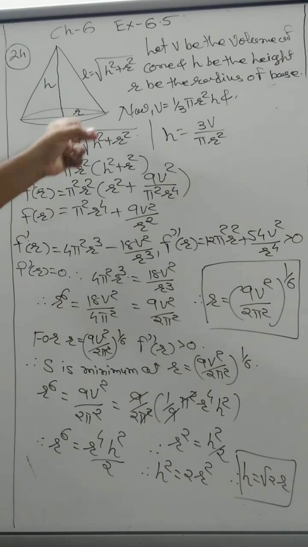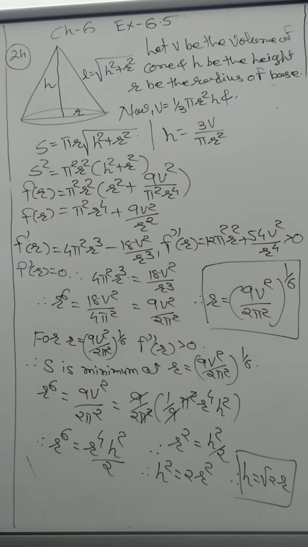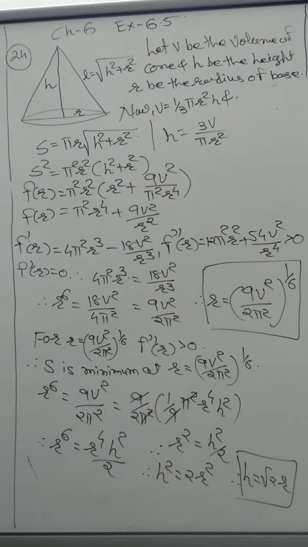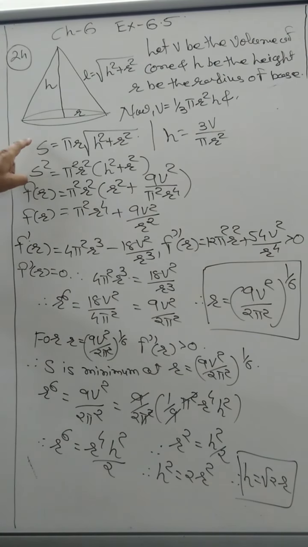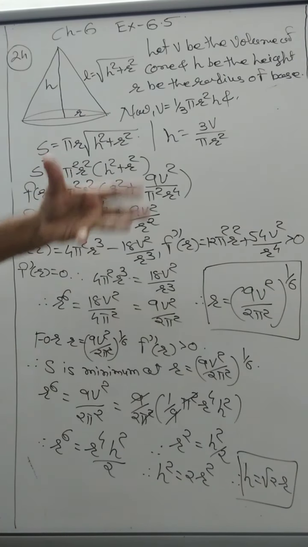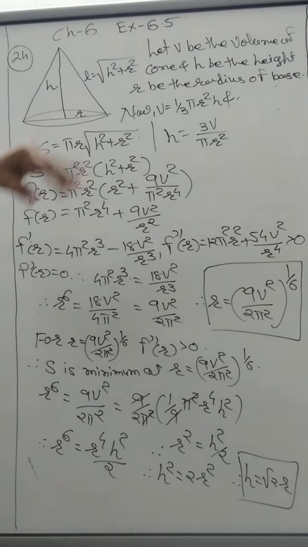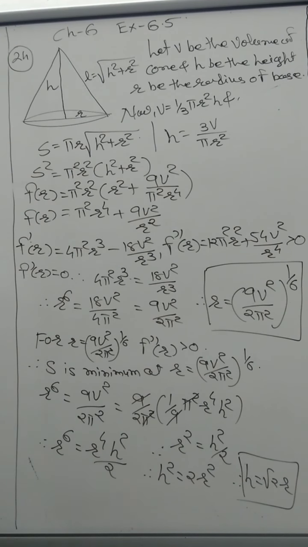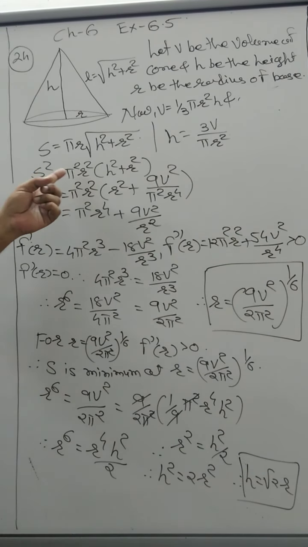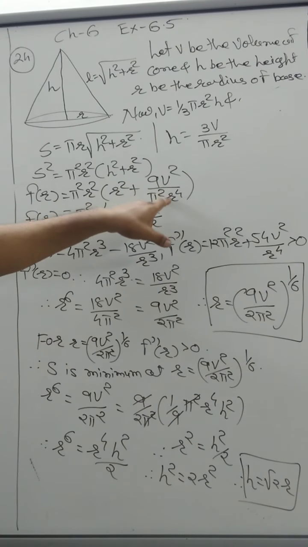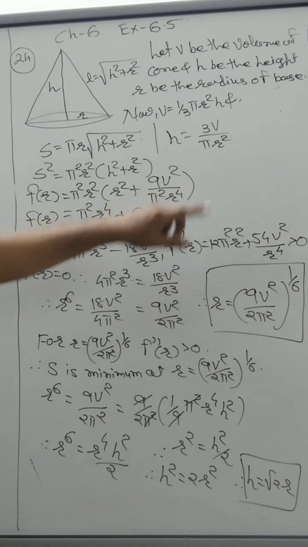It is pi r l, but l is root h square plus r square, and from here we find the value of h, which is 3V upon pi r square. Now what? Here we take the square because the root is there and there is some difficulty in finding the derivative of a root. Therefore we take the square on both sides. So S square equals pi square r square into h square plus r square. Here we put the value of h square, 9V square upon pi square r raised to 4.